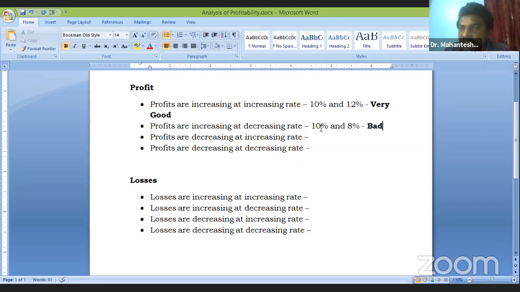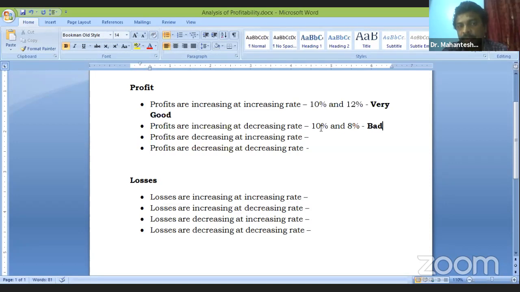Now, this kind of a performance is not expected. Profits are increasing. There is a profit, no doubt. Not just a profit, the profit is more than the last year's profit. But the point of concern for you as a financial analyst should be whether the increase in profit is at an increasing rate or at a decreasing rate.